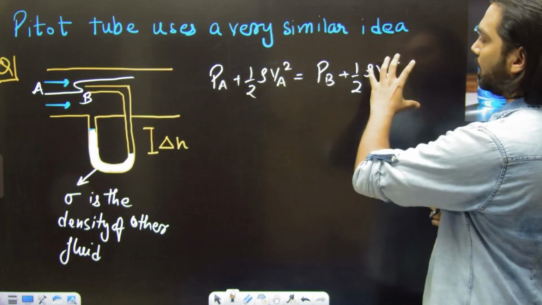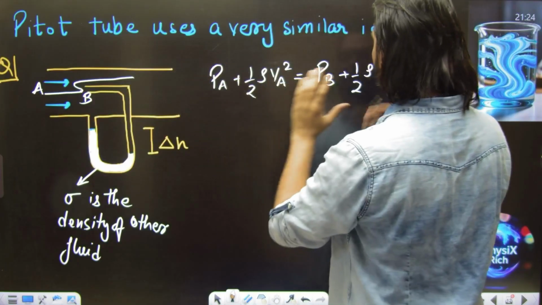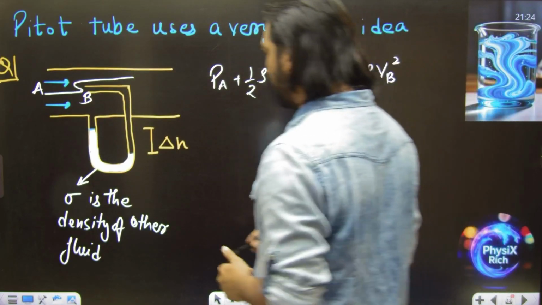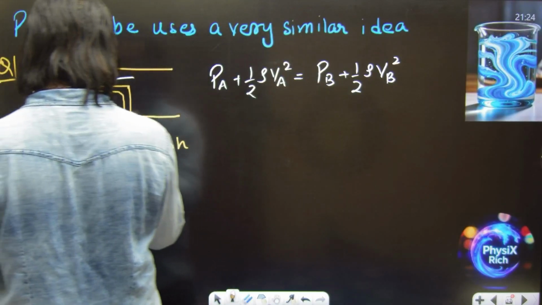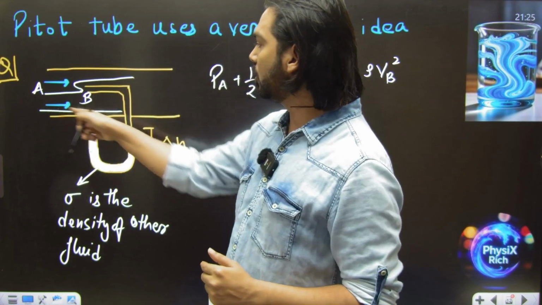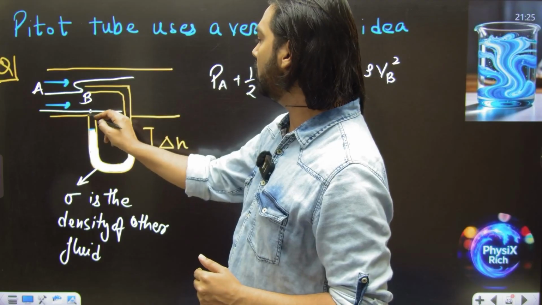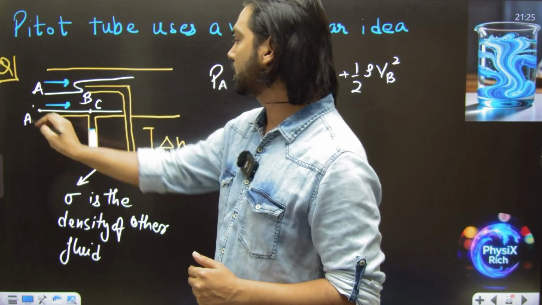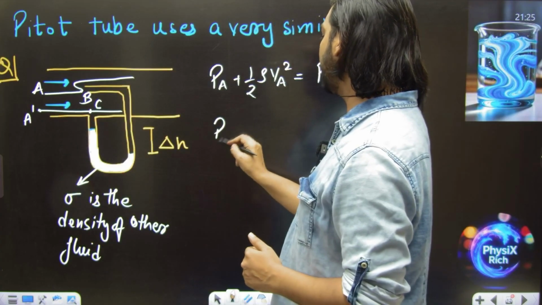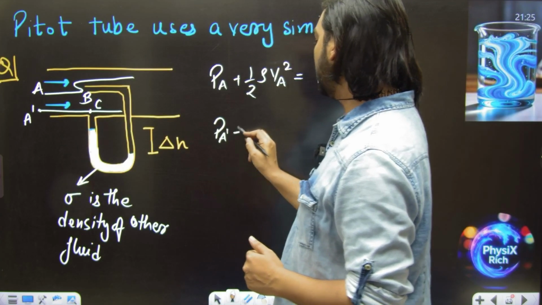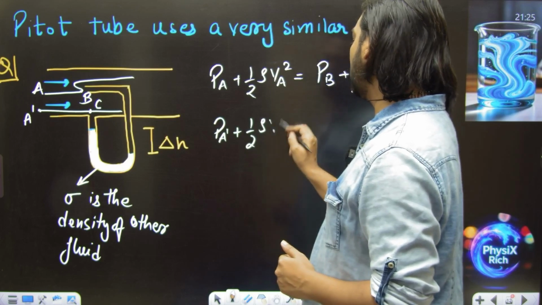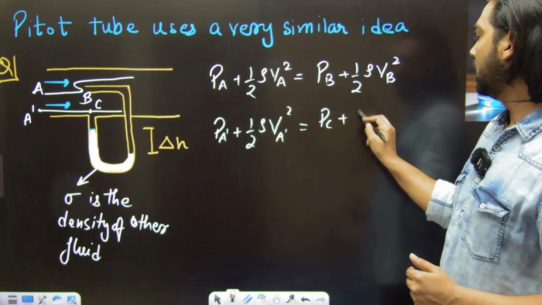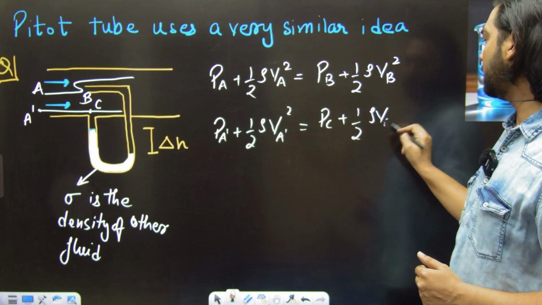Now, this is the Bernoulli's equation applied for point A and point B. We can also apply the Bernoulli's equation for another streamline that happens to go from this point. Now, I am talking about this point C and another point over here A dash. Okay, so I'm going to say that pressure at A dash plus half rho velocity at A dash squared equals pressure at C plus half rho velocity at C squared.